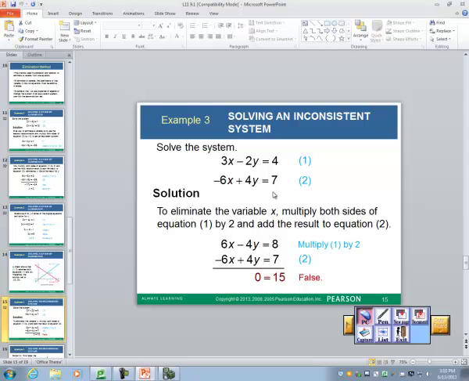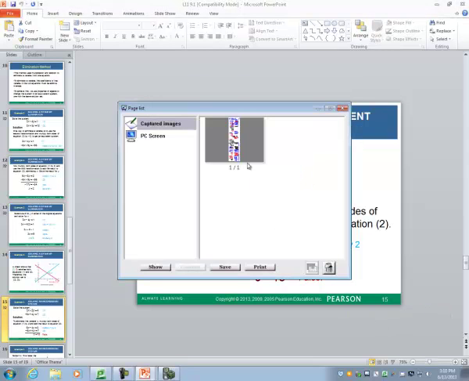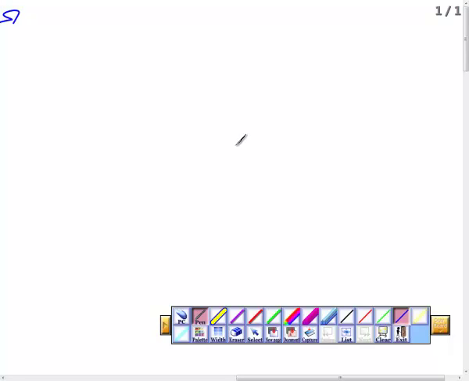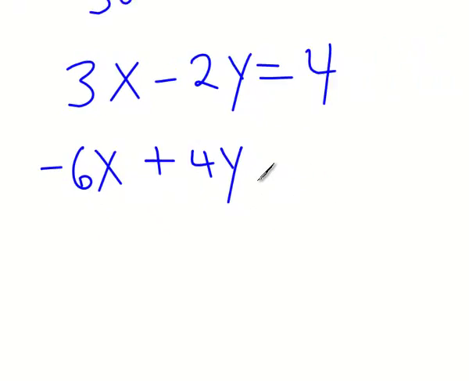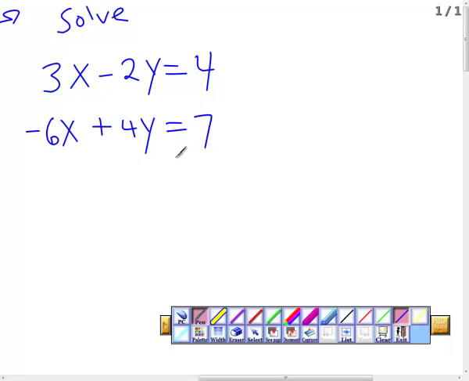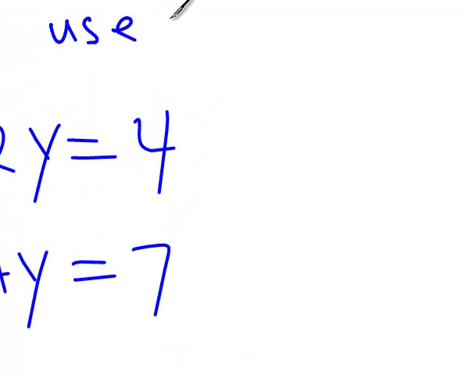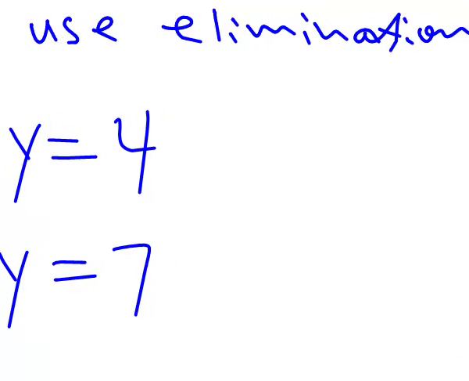All right. We want to solve this next one here. 3x minus 2y equals 4, and negative 6x plus 4y equals 7. And again, we're going to use the elimination method.